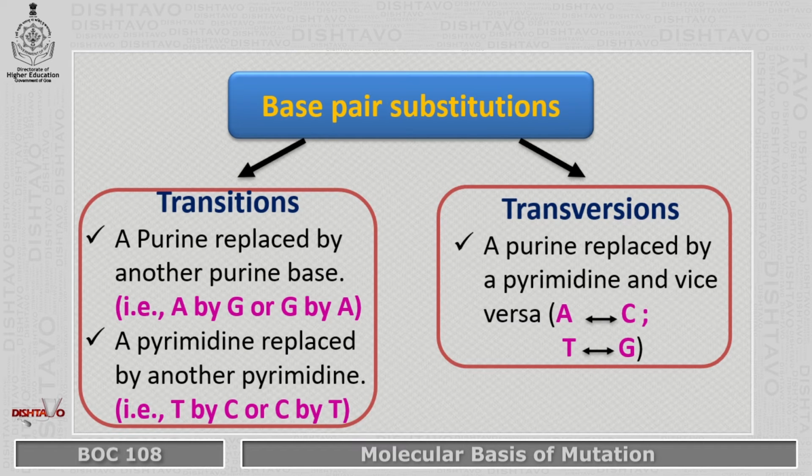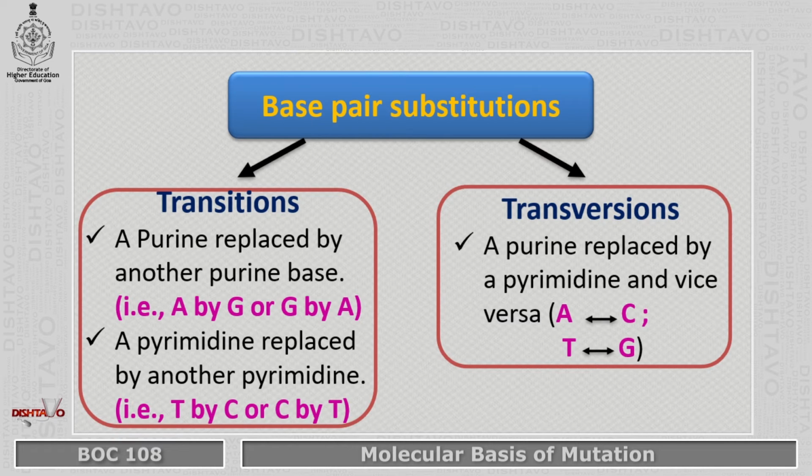Base pair substitutions can be of two types, transitions and transversions. In transitions, a purine is replaced by another purine base. That is, adenine might be replaced by guanine, or guanine may be replaced by adenine. A pyrimidine is replaced by another pyrimidine. So, thymine might be replaced by cytosine, and cytosine might be replaced by thymine.